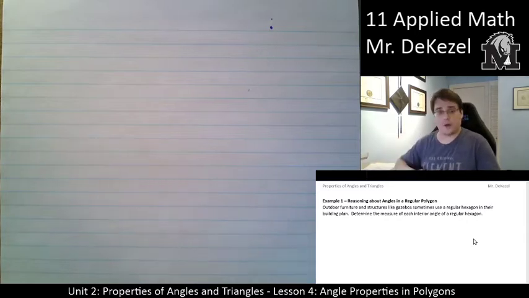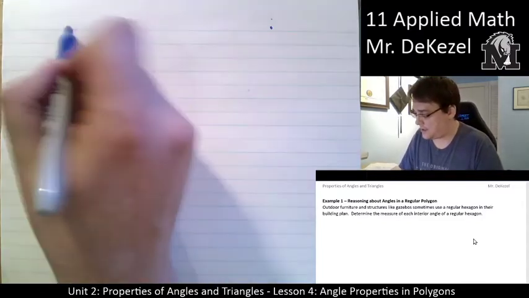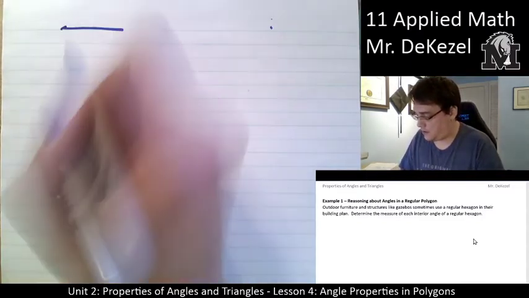So we have another regular polygon. This one is going to be a gazebo. And we are talking about using a regular hexagon. Hexagon has six sides. So, six sides, yes.